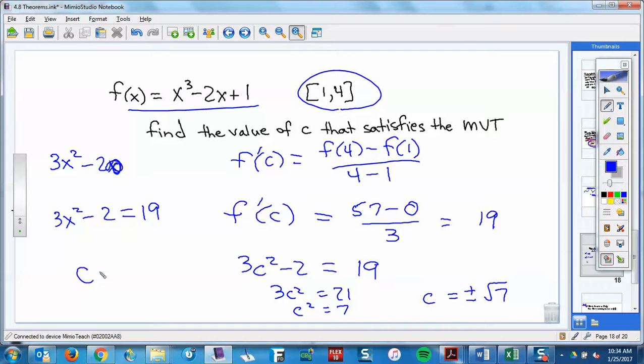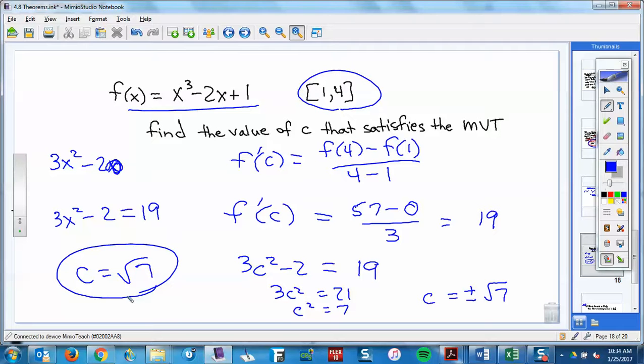it's from 1 to 4, so we would just take the positive one. I think that is in between 1 and 4, right? Root 7 should be between 1 and 3. Okay? So that's it. Well, it's going to be, right? Because the mean value theorem guarantees it, so if it weren't, you did something wrong, right?